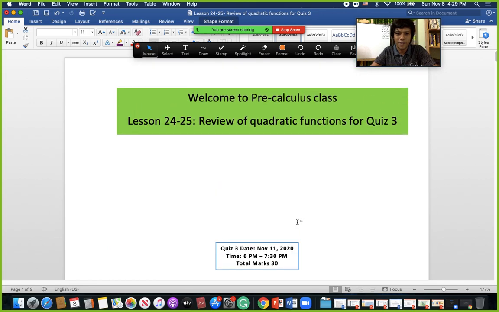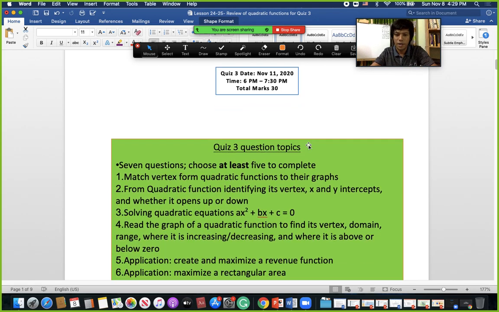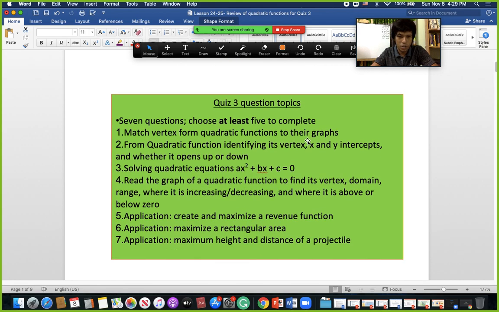Welcome to our pre-calculus lesson 24 and 25, and this is all about our quiz 3 revision, which is related to quadratic functions. Our quiz 3 date is November 11 and the time is 6 p.m. to 7:30. Total marks as usual are 30 marks. And these are our topics for our quiz 3.